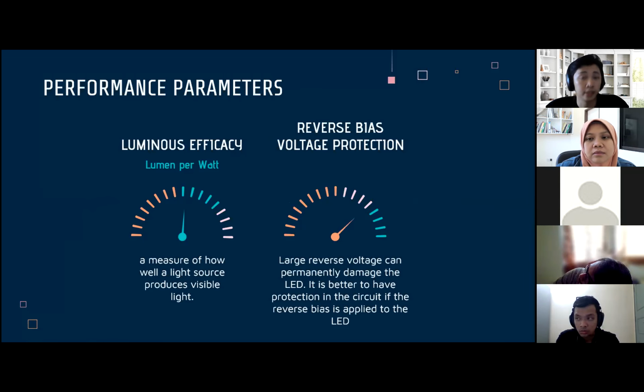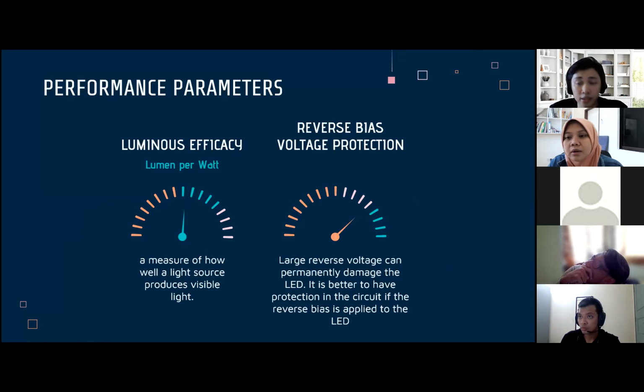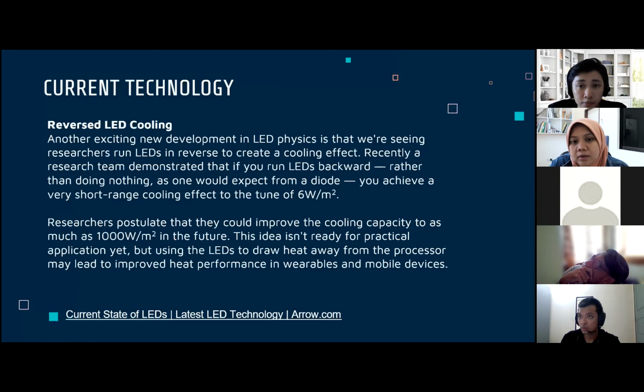Okay, next, luminous efficiency is a measure of how well a light source produces visible light. And the final is reverse bias voltage protection. As we know, a large reverse bias voltage can make the LED break, so it needs protection in the circuit. When the reverse bias is applied, the LED is not broken.